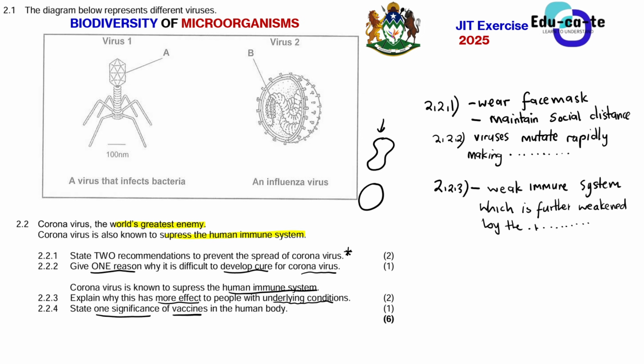Remember that it has antibodies. It produces antibodies that fight infection. So the moment you administer a vaccine in the human body, you are stimulating it, or causing it, to produce more antibodies. And the more antibodies it produces, it simply means that it will be able to fight infection easily or effectively. So in this case, the significance of vaccines in the human body is that they stimulate the body to produce antibodies. We use the word stimulate. They stimulate the body to produce antibodies.